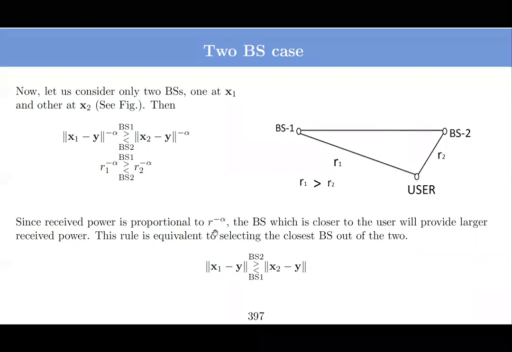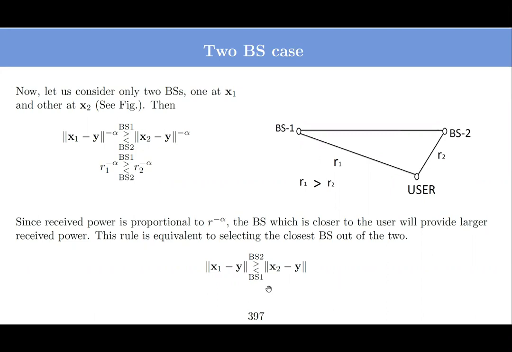Now, received power is proportional to R to the power minus alpha. So this is the equivalent of saying that if R1 to the power minus alpha is more than R2 to the power minus alpha, it means R1 should be less than R2, right? It is a minus power. So if the received power from base station 1 is more than from base station 2, this means base station 1 is closer. So this is just equivalent to saying that if R1 is less than R2, then connect to base station 1. And if R2 is less than R1, then connect to base station 2.